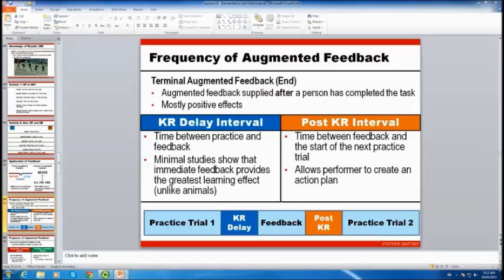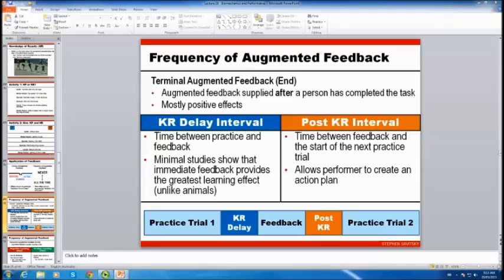Turns out for the one on the left-hand side, the KR delay, if you do this in animal studies, we've tested the length of this. For an animal, like a dog for example, they want this delay to be near non-existent. Think about training a dog. All right, yep, come over here. Yeah, good boy. Here's a treat. Straight away. As quickly as you can to confirm that that was the right behavior.